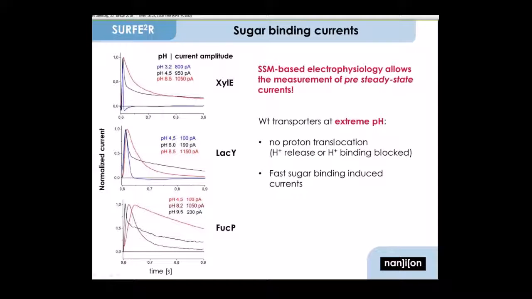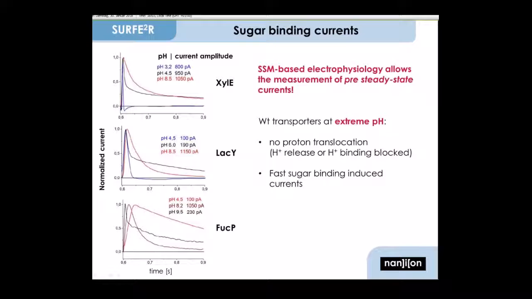Besides the pH dependence of steady state, I observed another interesting aspect related to pH. When measuring under extreme pH conditions where steady state is inhibited, we still could observe sugar-induced currents. They are much faster and do not reflect transport, but a sugar-induced electrogenic pre-steady state reaction. I will refer to these as sugar binding currents. These currents are also much smaller, so the currents shown here are normalized to the respective P current.